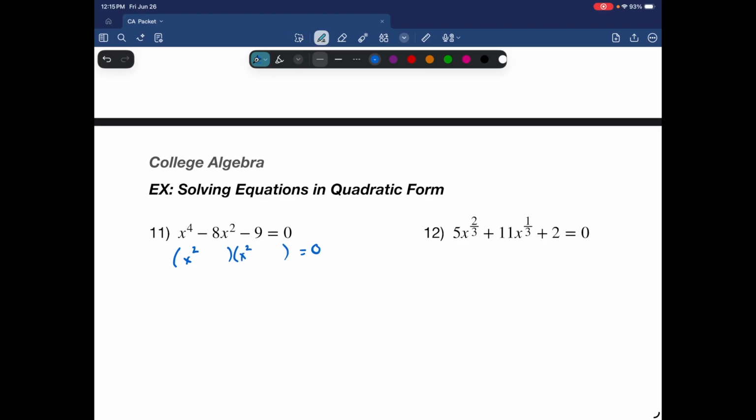My second sign is positive, so I got plus and minus. And then what are the factors of 9 that subtract to give you 8? Well, that would be 9 and 1. And since the middle term is negative, it's going to be minus 9 and plus 1. Okay, so x squared plus 1, there's nothing I can do with that. So I'll break it down. x squared minus 9 is the difference of two squares, which will factor into x plus 3, x minus 3.